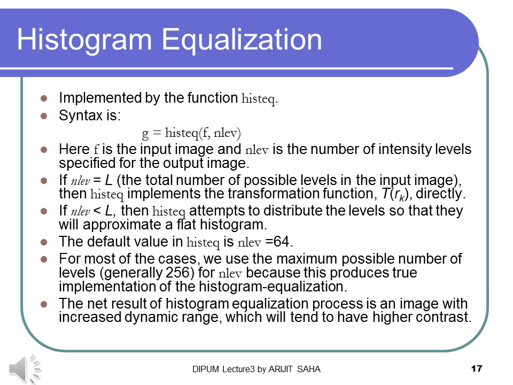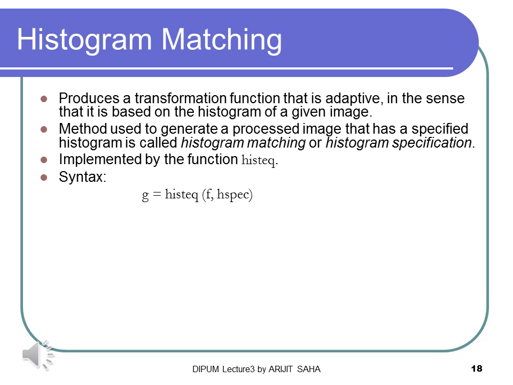For most general cases, we use the maximum possible number of levels, generally 256, for nlev, because this produces a true implementation of histogram equalization. The net result of histogram equalization is an image with increased dynamic range, which will tend to have higher contrast.